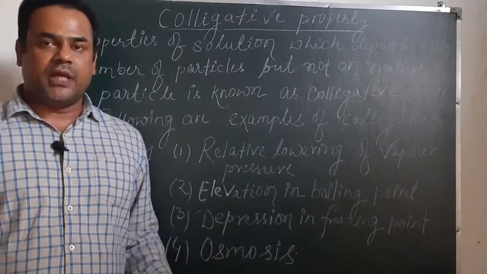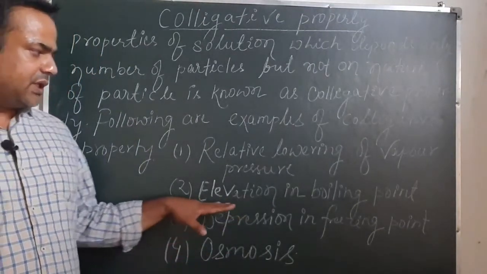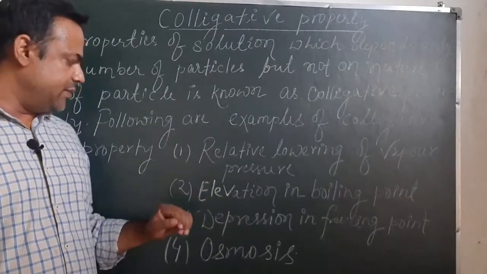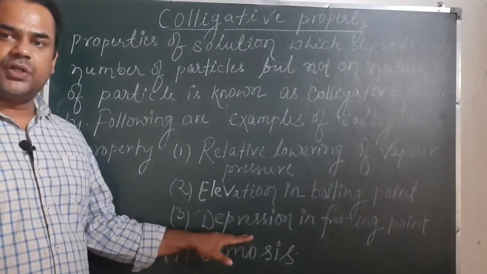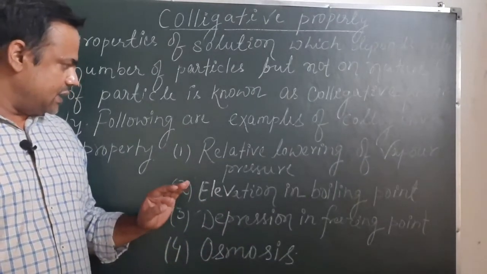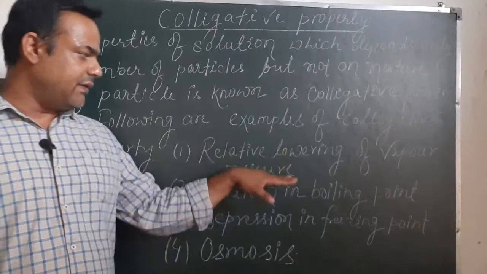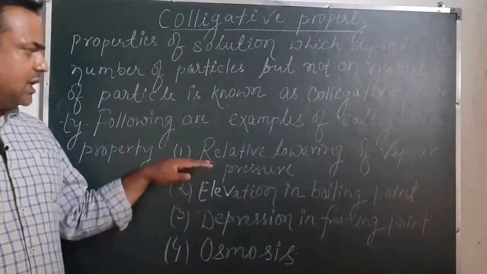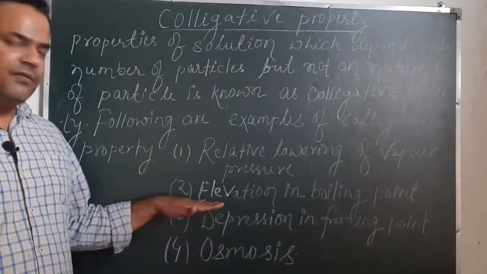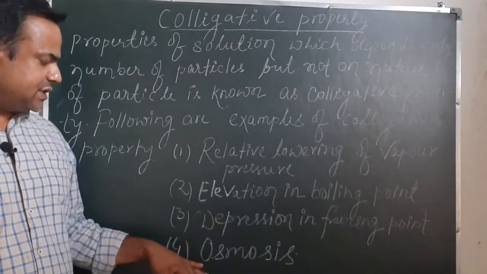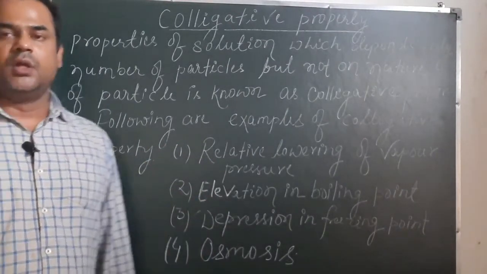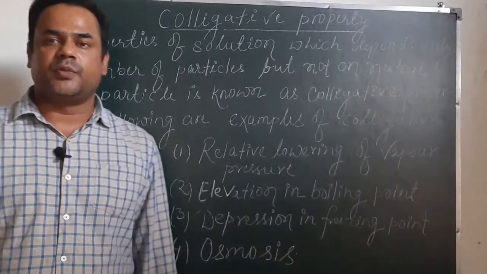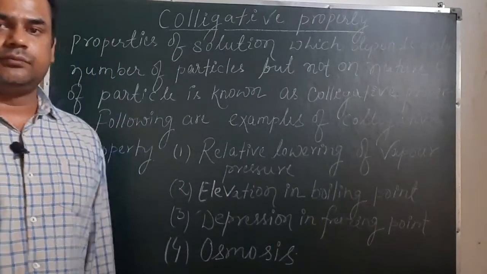So in class 12th, we have to study the following colligative properties. First one is elevation in boiling point. Second one, depression in freezing point, and relative lowering of vapor pressure. And last one, osmosis. Relative lowering of vapor pressure, elevation in boiling point, depression in freezing point, and osmosis. Now we are going to study all these properties one by one.